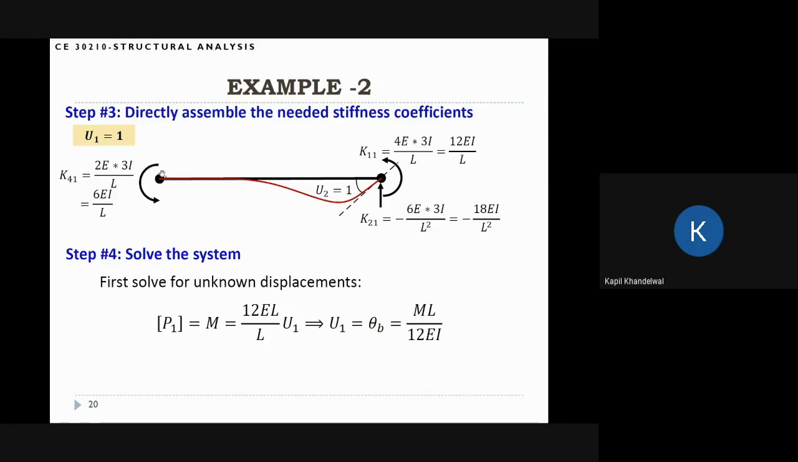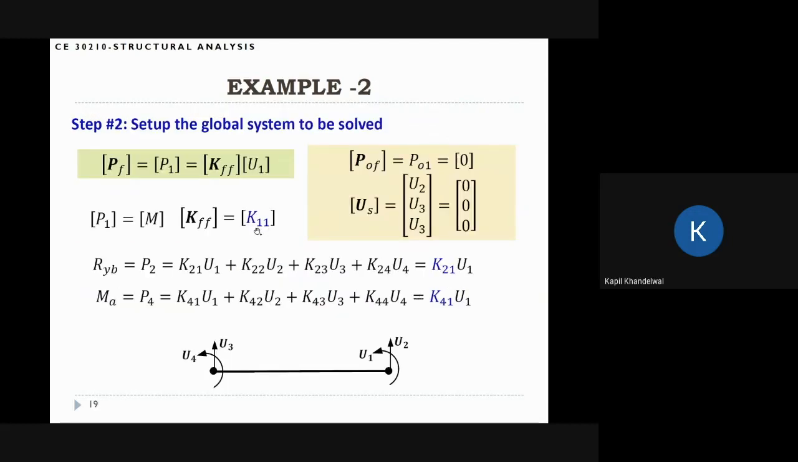And the moment at the other side was K41. So this was this coefficient. This is the fourth degree of freedom, and this is 2EI by L. But I was equal to 3I, so we put the correct value of I, and we get this number, 6EI by L. Okay, so this is how we get these three coefficients, K11, K21, K41. We don't need K31, so I didn't put the value of K31, but if it was needed, we could have calculated it. So if you go back, we just need K11, K21, K41.